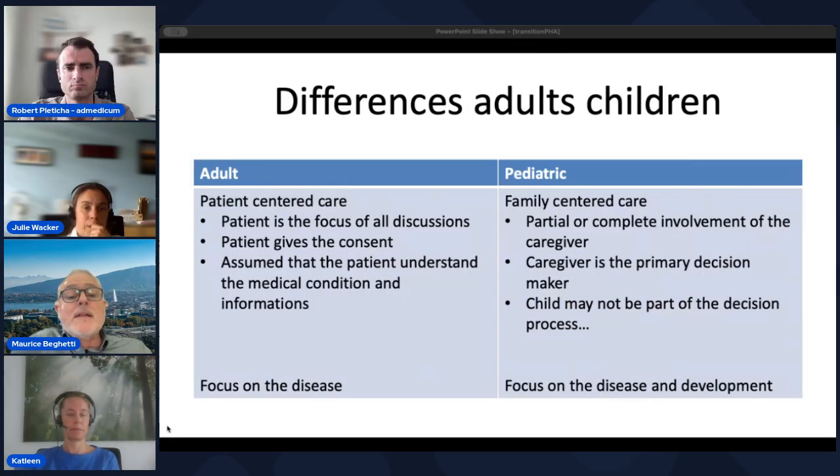So there are differences between adults and children. You will see some tables. I will not go into details, but you will have access to these tables when you have access to the YouTube after. So patient-centered care is the key in adults. So the patient is dealing with himself and the doctor. When you do that in pediatrics, it's completely different. There is the caregiver, the parents, other people, and this group needs to be transferred. So in the adults, it's more focused on the disease and you discuss the disease with the patient. In pediatrics, you have to discuss the disease, the family, and the development of the pediatric patients. So it's a bit more difficult. Next.